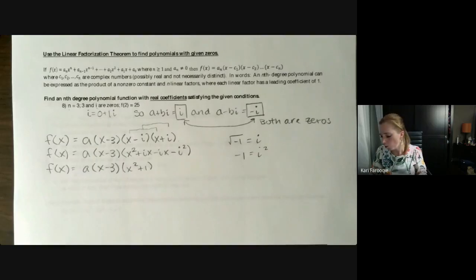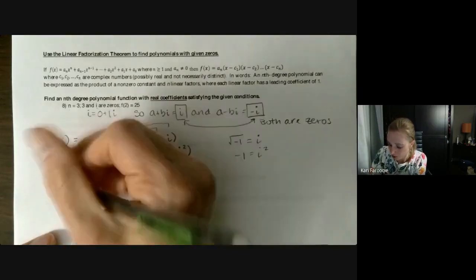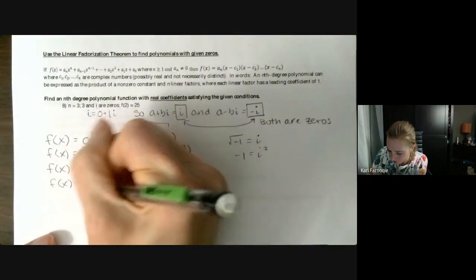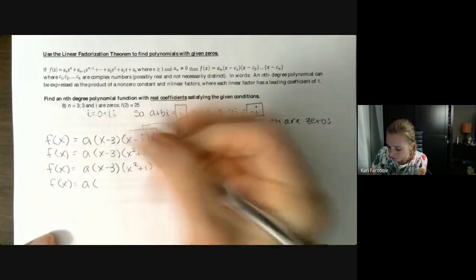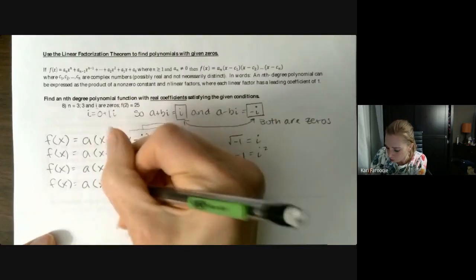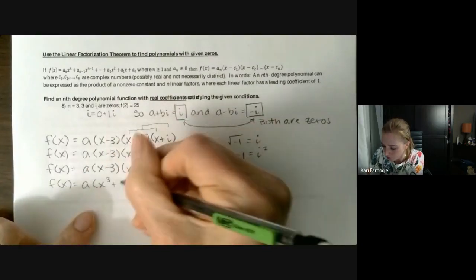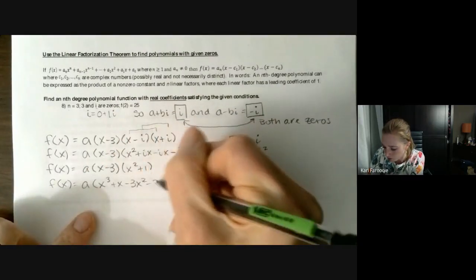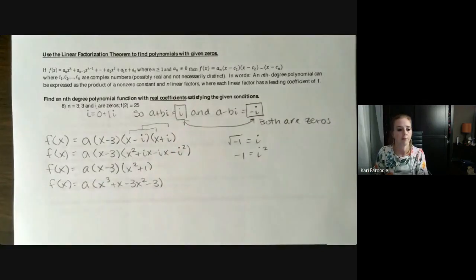Okay, wonderful. All right, so now you can go ahead and multiply your other two binomials. Leave that a out front. So you have x cubed plus x minus 3x squared minus 3.